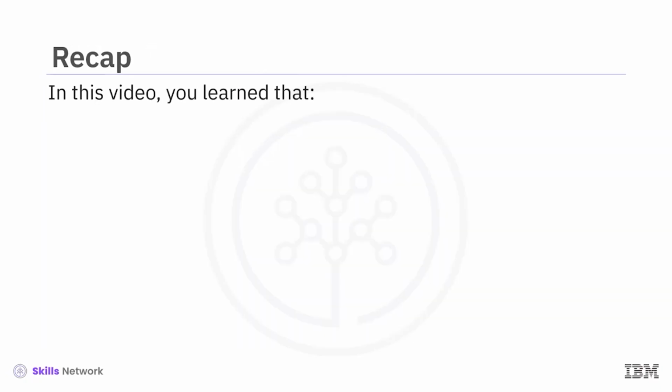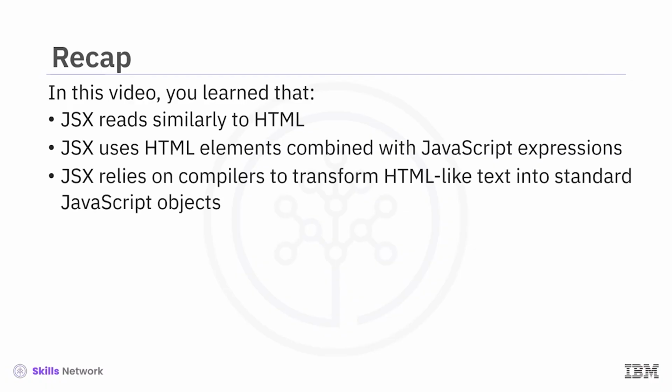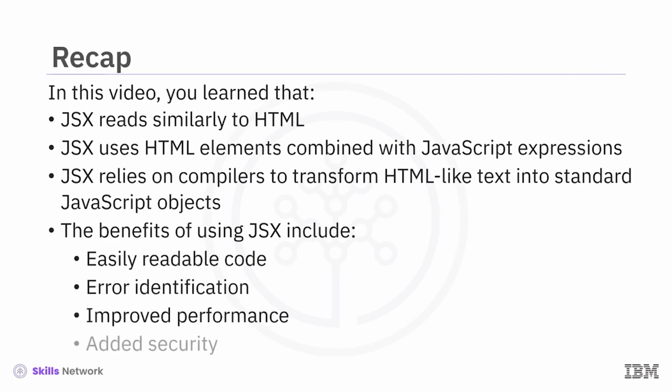In this video, you learn that JSX reads similarly to HTML. JSX uses HTML elements combined with JavaScript expressions. JSX relies on compilers to transform HTML-like text into standard JavaScript objects. The benefits of using JSX include easily readable code, error identification, improved performance, added security.